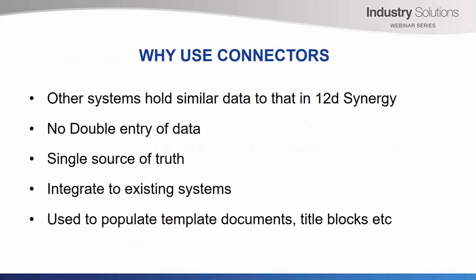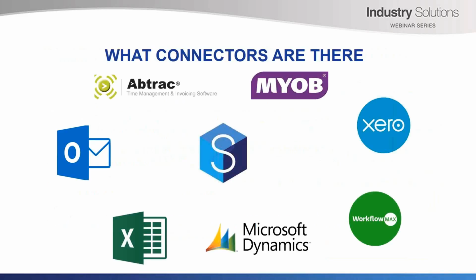One of the beauties of the attributes in 12D Synergy is they can actually be used to populate template documents, title blocks, and things like that within the job. So if you're entering all this good information in your accounting system, things like job number, site address, client details, they can be automatically sucked into 12D Synergy and from there populate different template documents and title blocks, etc.